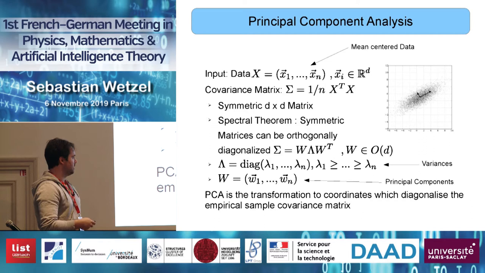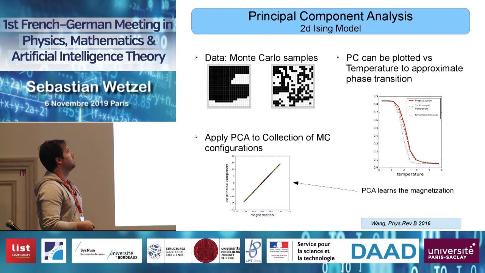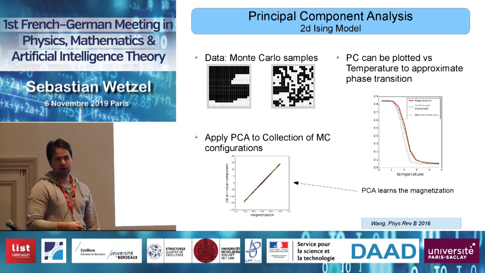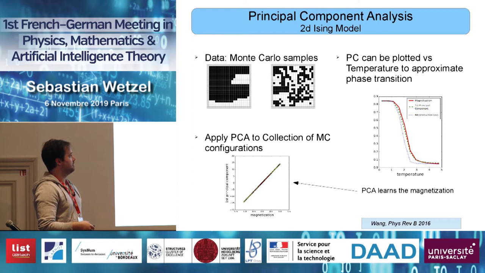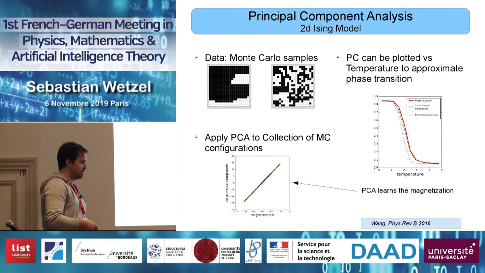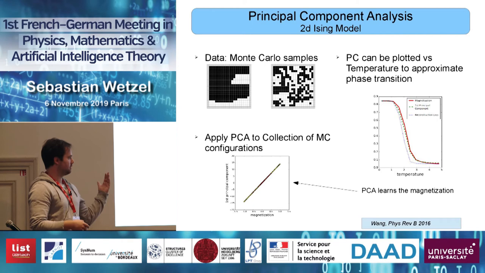largest variance. And if you apply principal component analysis to your Monte Carlo configurations, you find that the first principal component with the largest variance is perfectly correlated to the magnetization. So in this sense, we can interpret the machine learning algorithm, and we can say that principal component analysis learns the magnetization. Since the result of the principal component analysis is the magnetization, we can do all the standard approaches. We can calculate susceptibilities using this. You can do all the same things. You can plot it with respect to the temperature.